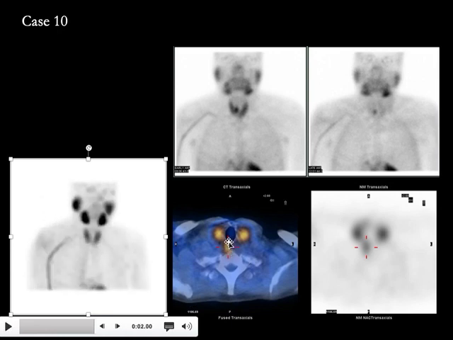which is localized here. This is uptake in the left lobe of thyroid, this is uptake in the right lobe of thyroid, and behind the right lobe of thyroid is abnormal tissue which takes up the tracer and is consistent with the parathyroid adenoma.